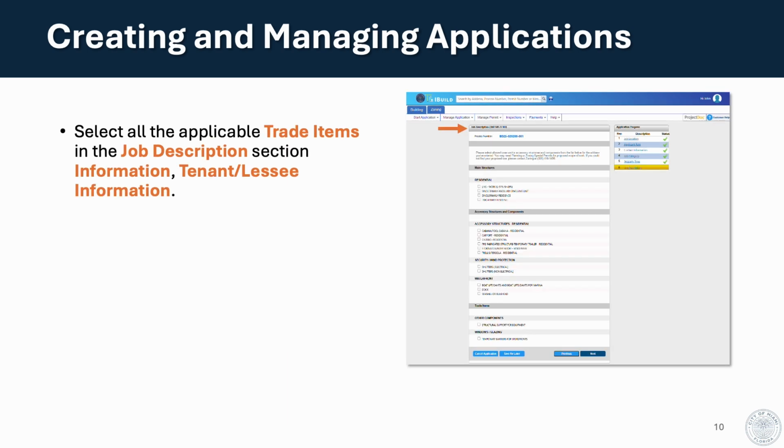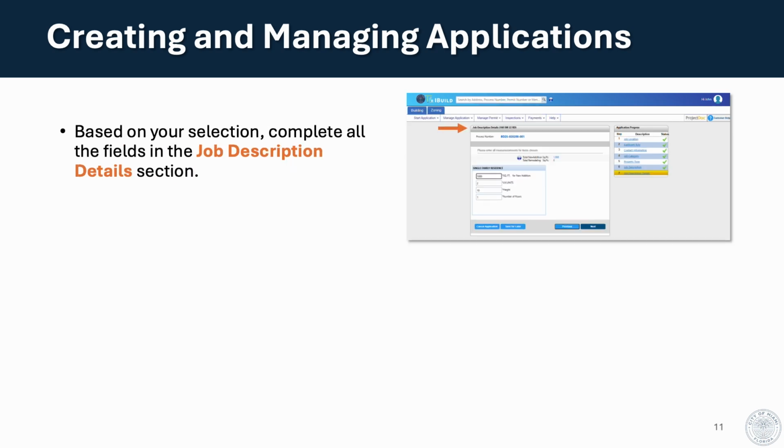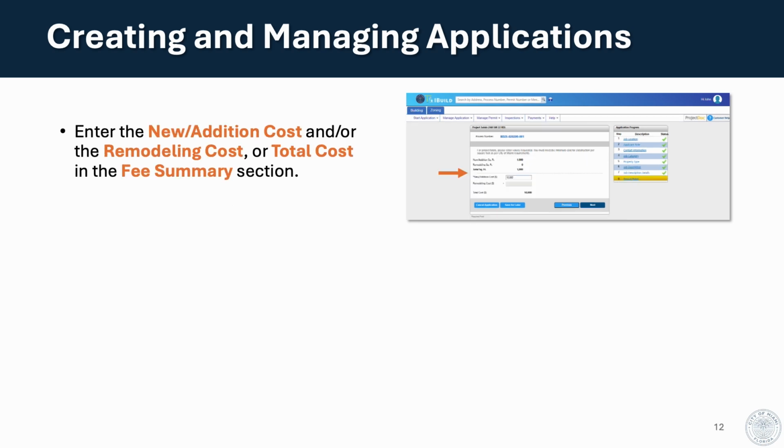Now go ahead and select all the applicable trade items in the Job Description section. When you are done, click the Next button. Based on your selection, please enter all the information necessary and complete all fields in the Job Description Details section. Click the Next button. Enter the new addition cost and/or the remodeling cost or total cost in the fee summary section. Click the Next button to continue.